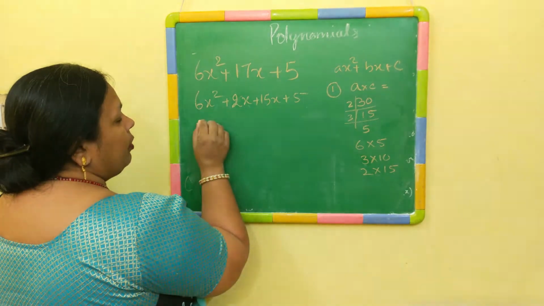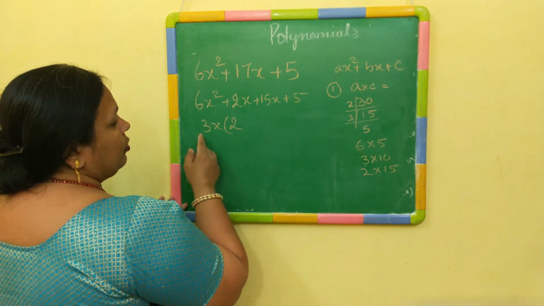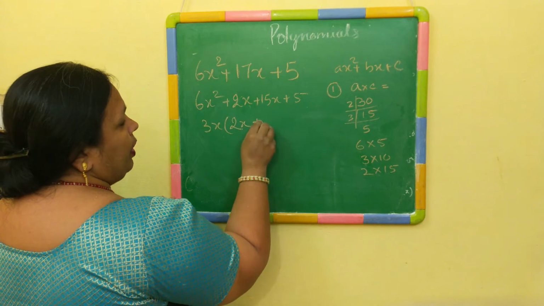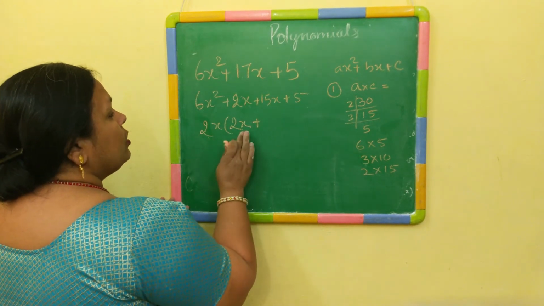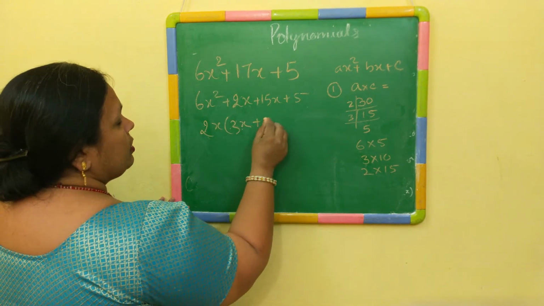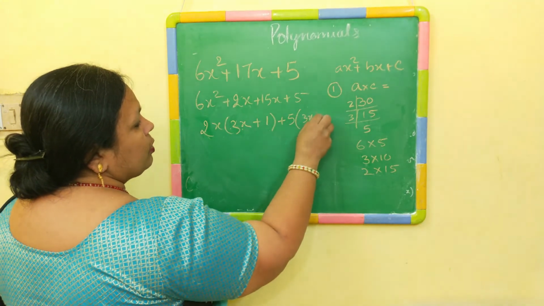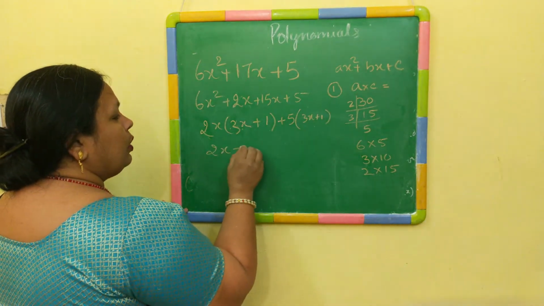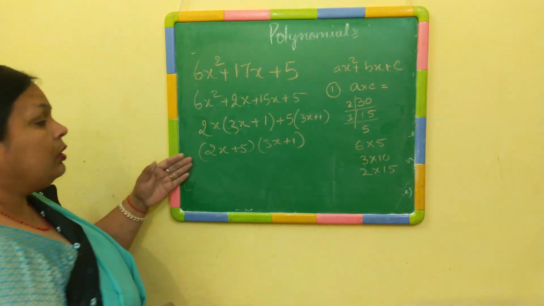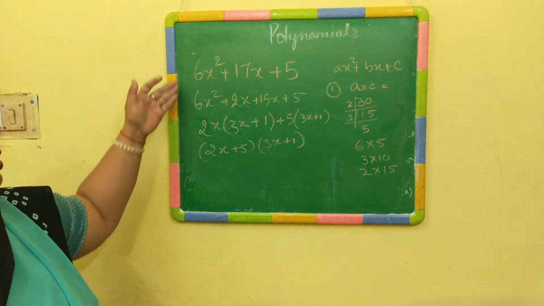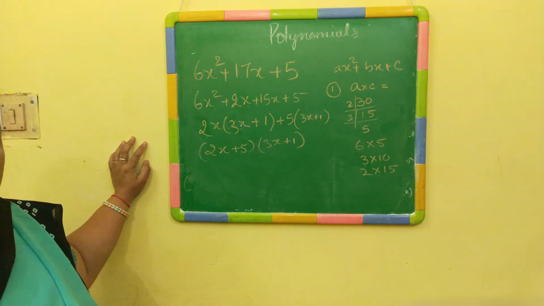When we take common factors, 2x is taken common from the first two terms, so this becomes 2x into 3x plus 1, and 5 is taken common from the last two terms, so this is 5 into 3x plus 1. The factors are 2x plus 5 and 3x plus 1. So these are the factors, clear, for the given equation 6x square plus 17x plus 5.